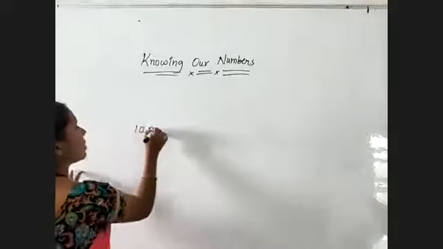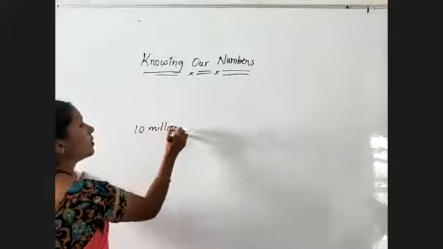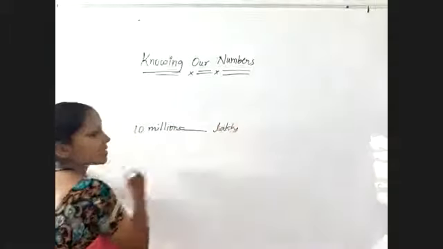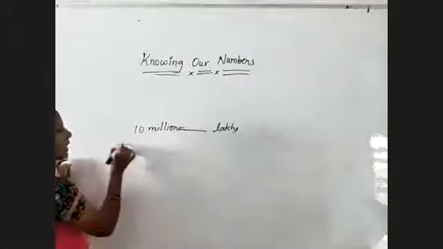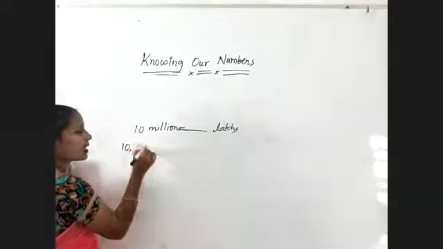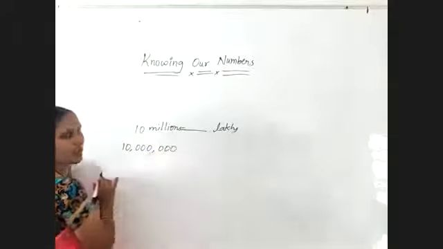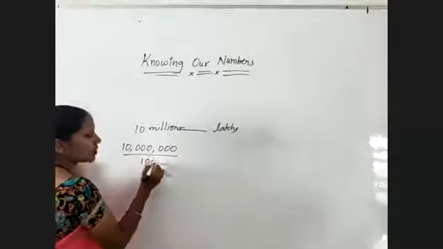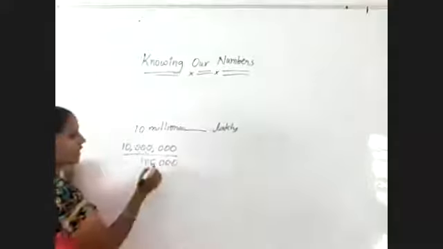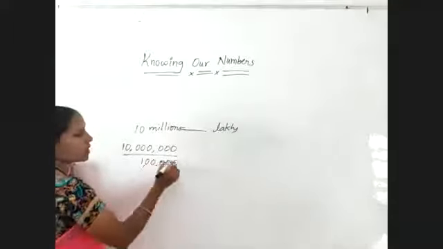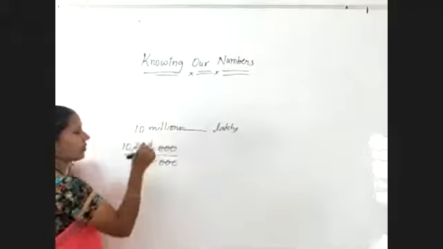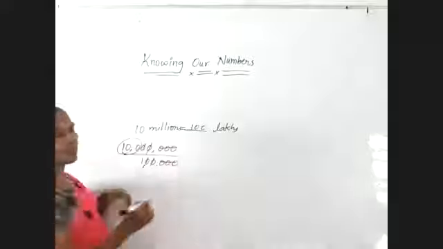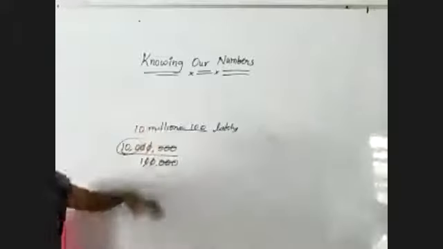10 millions is equal to how many lakhs? I am asking, lakhs. So first of all write the 10 million value. Millions is an international system number. For 1 lakh, how many zeros do we get? 5 zeros. This is 1 lakh. So 3 zeros, 3 zeros, 4, 5 will get cancelled completely. So 100 lakhs is nothing but 1 crore.